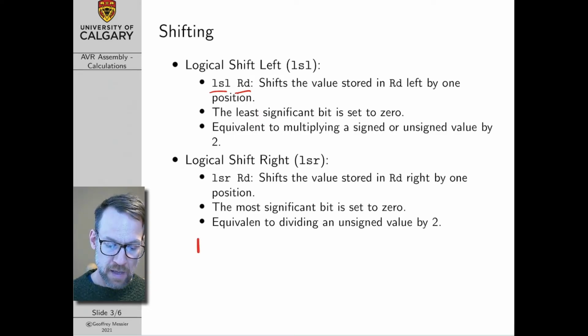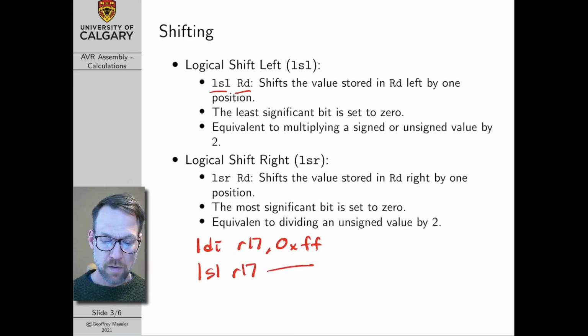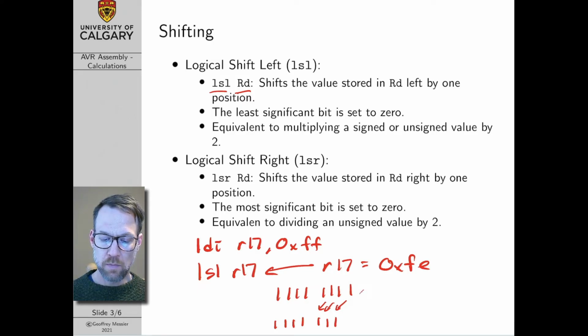So for example, if we had LDI R17, 0xFF, then LSL R17, R17 would then equal 0xFE, because our 8 bits, when shifted to the left one position, everything goes to the left. So we have 1, 1, 1, 1, 1, 1, 1, and then our new bit, so we had no bit here. The new bit that gets shifted in is equal to 0. Logical shift right is the same thing, except it moves things to the right. It shifts the value right by 1, and then the most significant bit is set to 0.